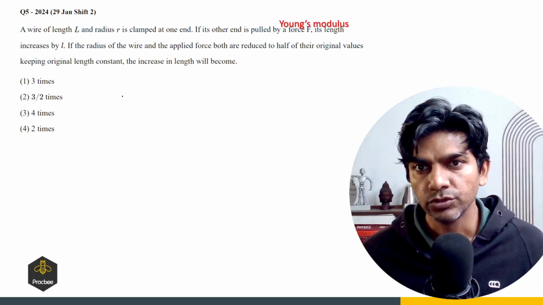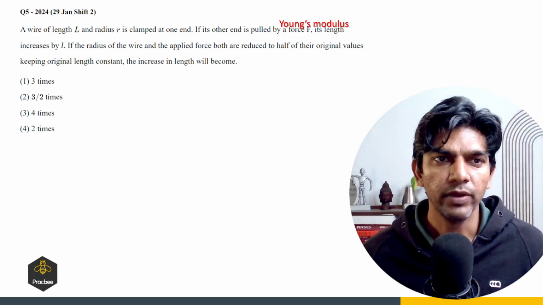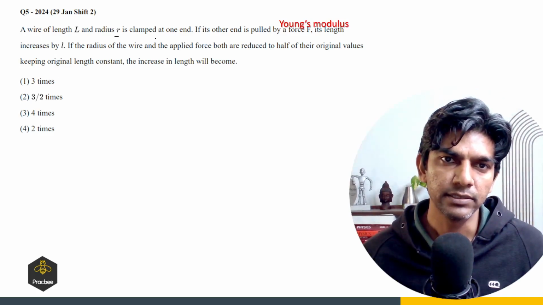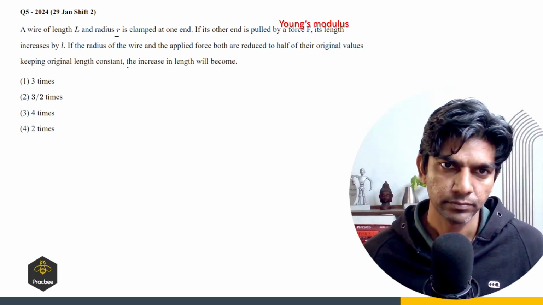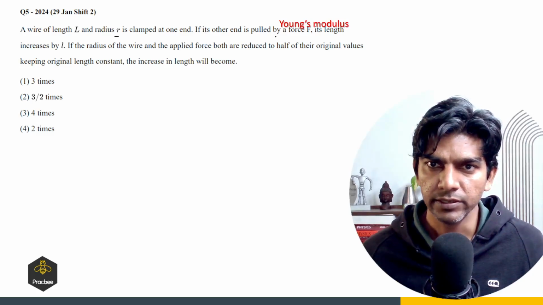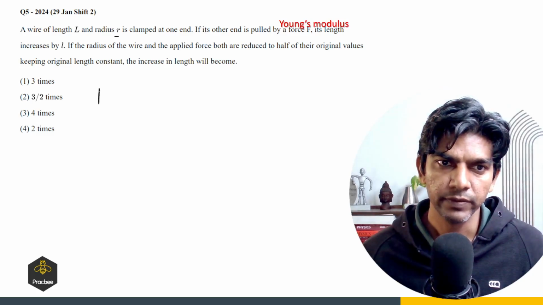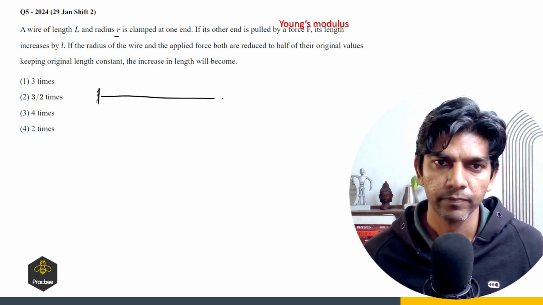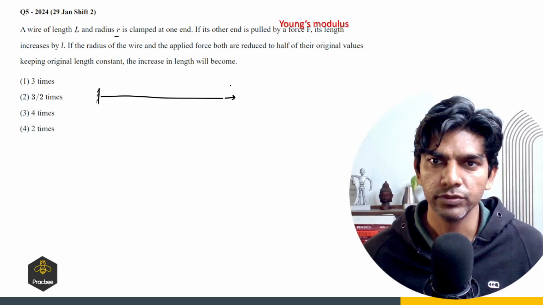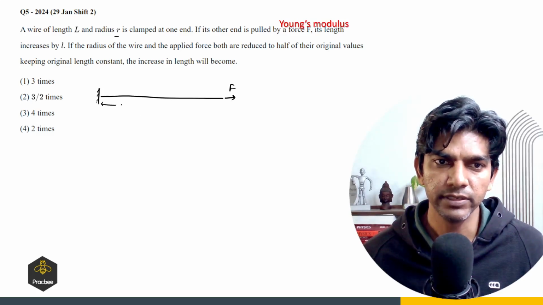Now here is the next question based on the same problem type. A wire of length L and radius R is clamped at one end. If its other end is pulled by the force, so let us say there is a wire which is clamped at one end and we are pulling this wire with a force F. Its length is given as L and the radius is R.